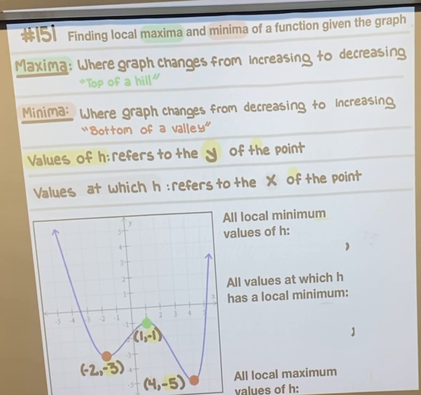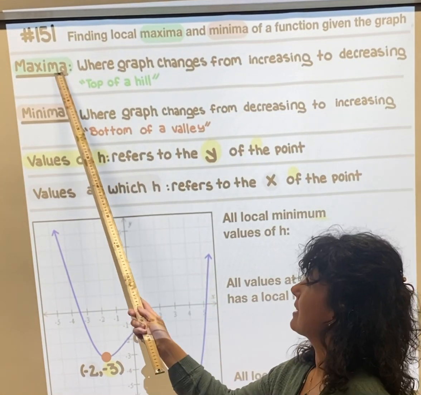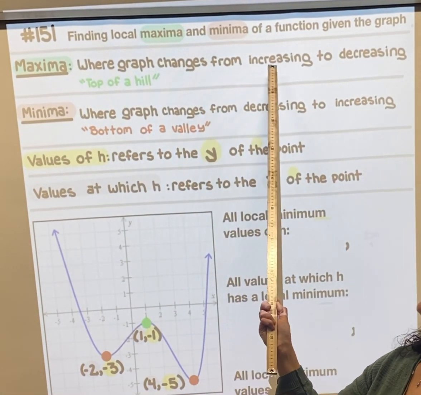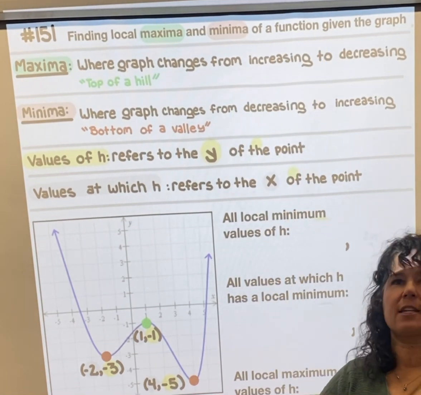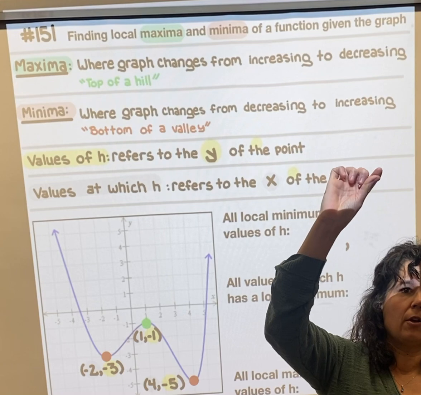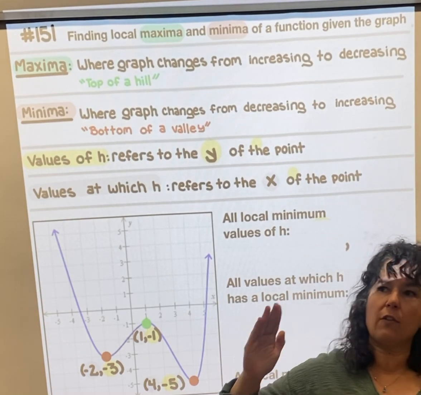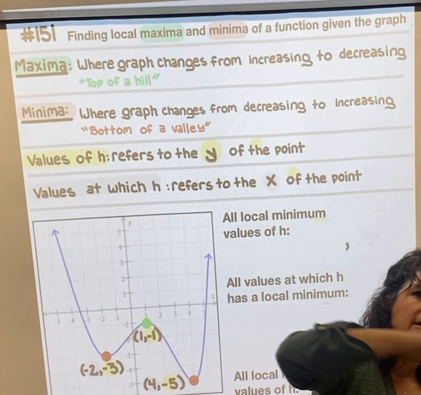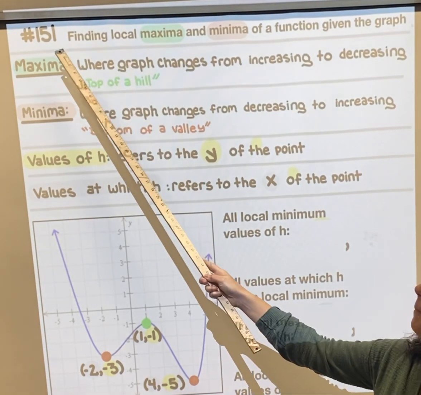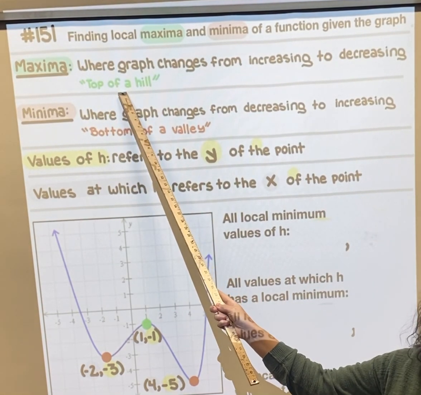Okay, so for 151, really, the first part of it I think is fairly straightforward. We're going to do some vocabulary. I have a maxima. Technically, a maxima is where the graph changes from increasing to decreasing. But picture that for a second. If I go increasing uphill, decreasing downhill. If you go from up to down, see how that's the top of a mountain? Okay, so if you want a maxima, it's the top of the hill.